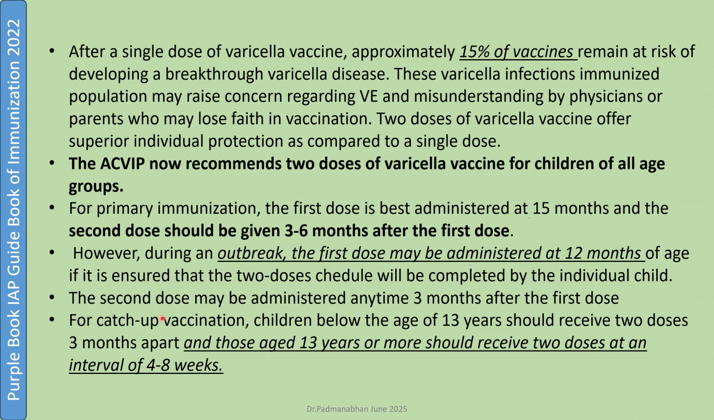However, during an outbreak, the first dose may be administered at 12 months of age if it is ensured that the 2 dose schedule will be completed by the individual child. The second dose may be administered anytime 3 months after the first dose. For catch-up vaccination, children below the age of 13 years should receive 2 doses 3 months apart, and those aged 13 years or more should receive 2 doses at an interval of 4 to 8 weeks. Therefore, Mohsin, you are not following the ACVIP recommendation, the recommendation of the Indian Academy of Pediatrics.